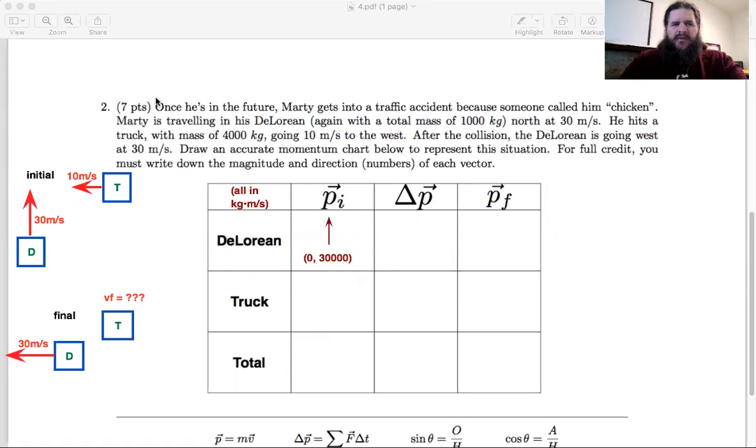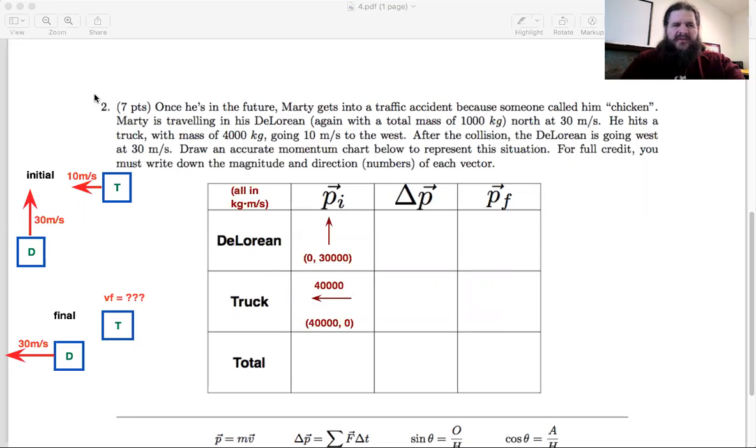And what about the truck? What would be the initial momentum of the truck itself? 10 times 4,000 gives us 40,000, and that'll be to the west. So 40,000 to the west. And how would we write that as XY components? It'll be 40,000, 0.